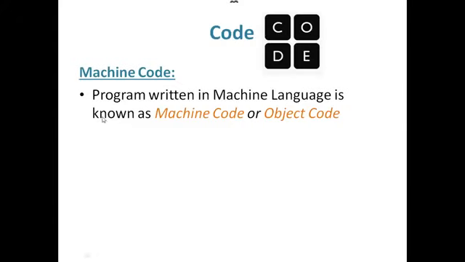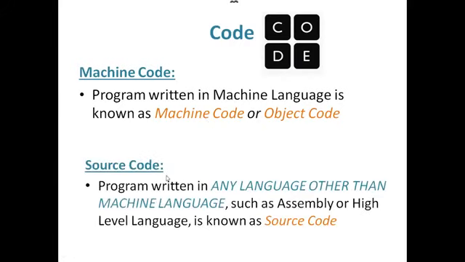You can guess from the name, a program which is written in the machine language is known as the machine code or the object code. And the computer understands only this machine code. And the second term is the source code: a program which is written in any language other than the machine language. It means that if it is written in the assembly language or the high-level language, then such a program is known as the source code.